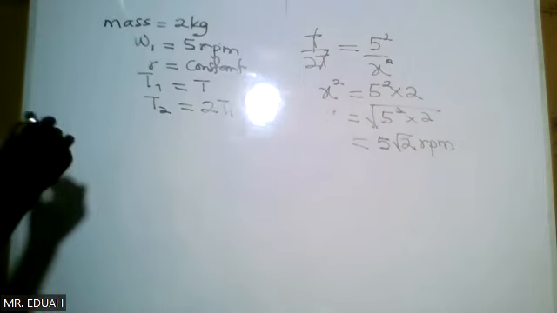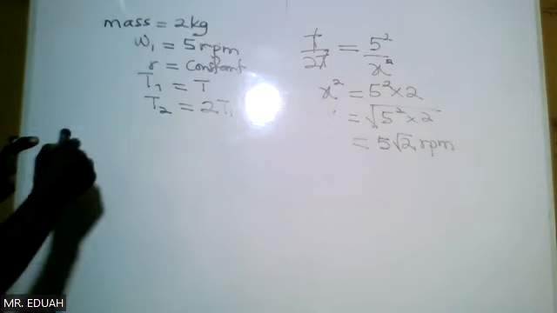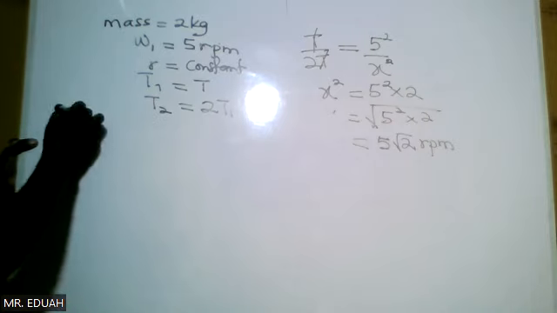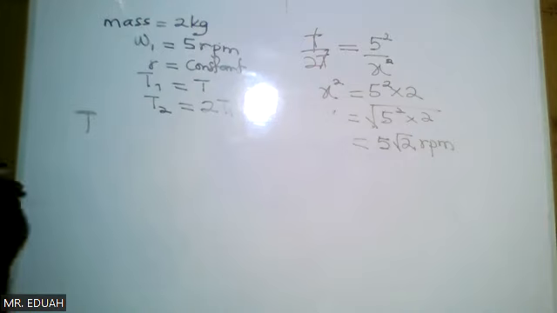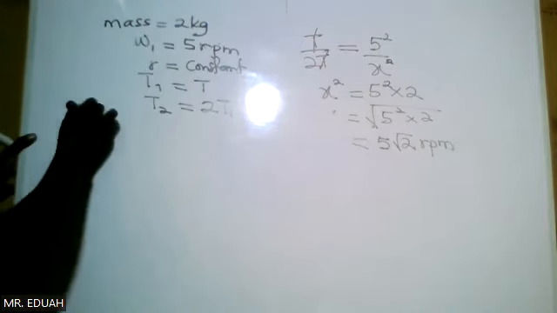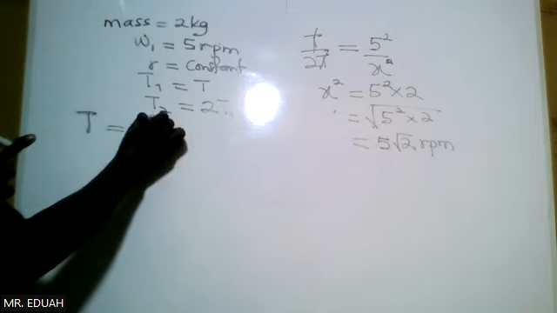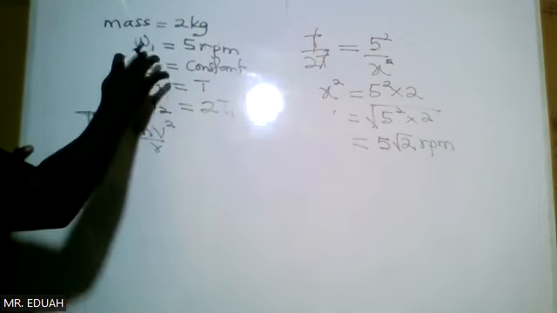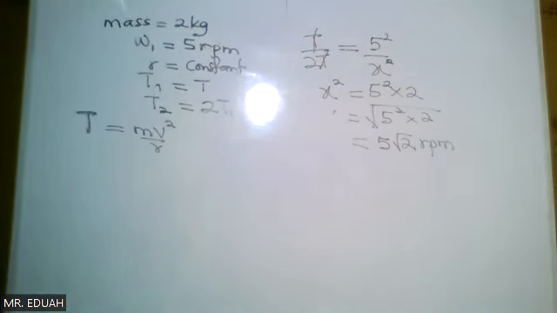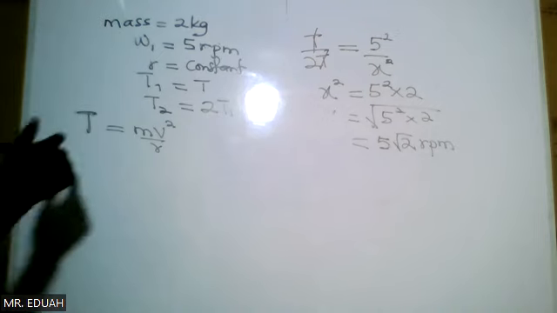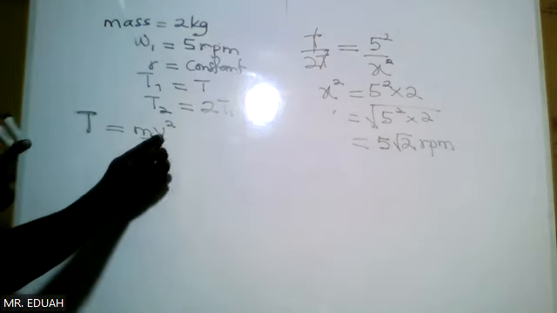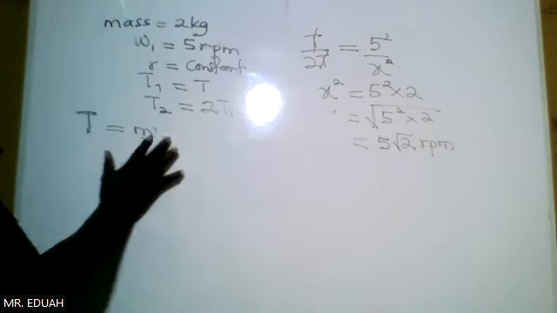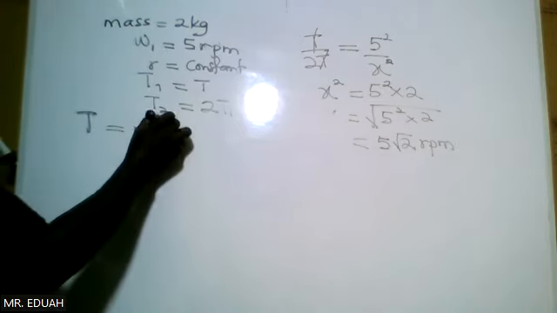We know when an object is tied to a string and held, the centripetal force is provided by the tension within the string. So T is equal to mv squared on r. But we won't use this because they are talking about angular speed. And in angular speed, it means we must express the centripetal force in terms of angular speed, which we have done. And this is m omega squared r.